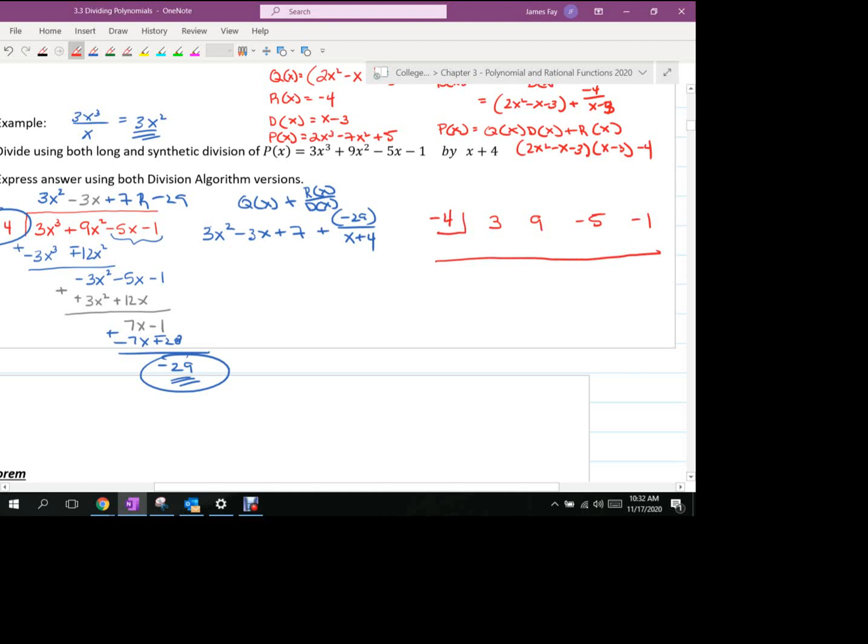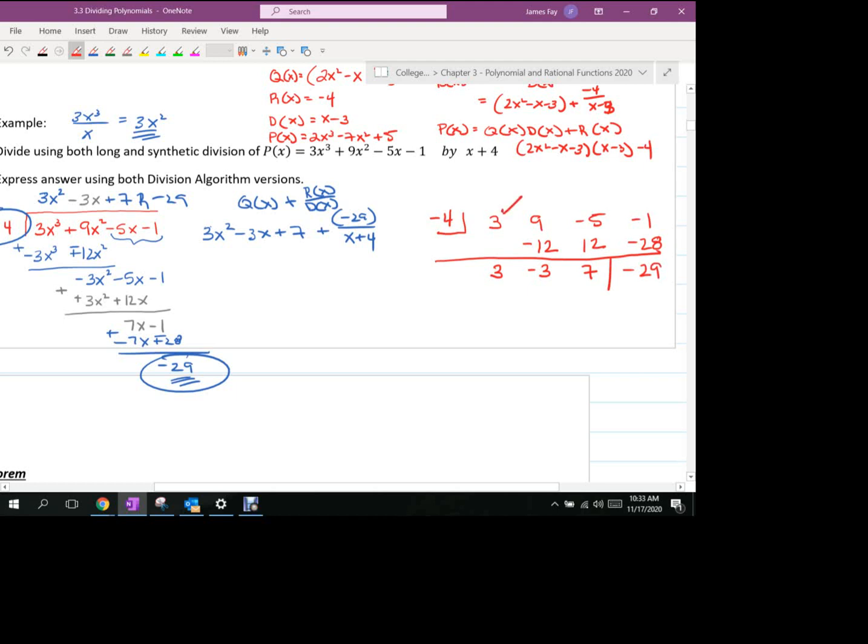Yes. So we bring our 3 down. Multiply gives me negative 12. Add straight down gives me negative 3. Multiply again gives me positive 12. Add straight down gives me 7. Multiply again, negative 28. Add straight down gives me negative 29. That's your remainder, right?